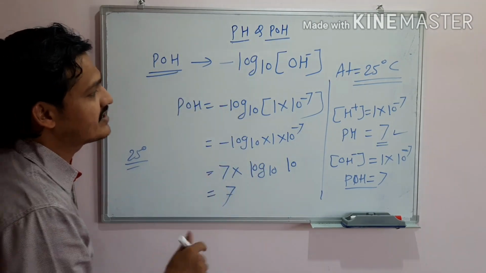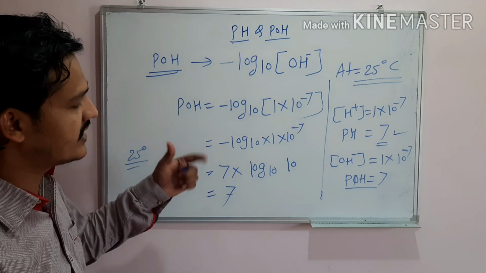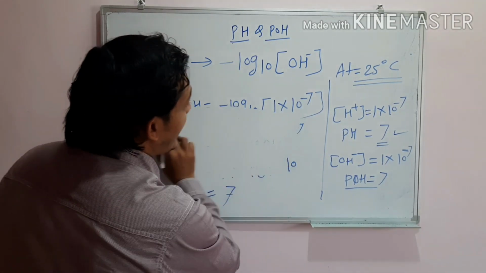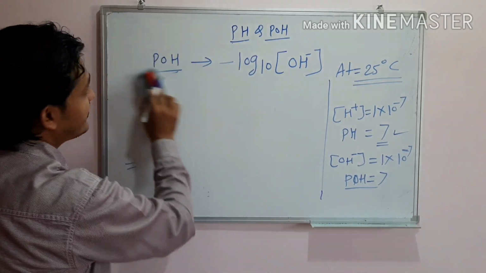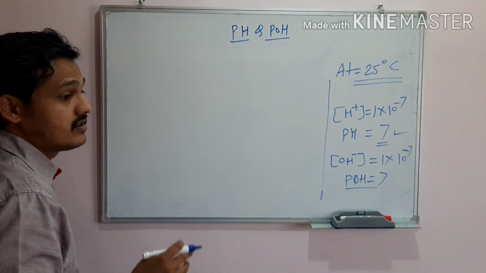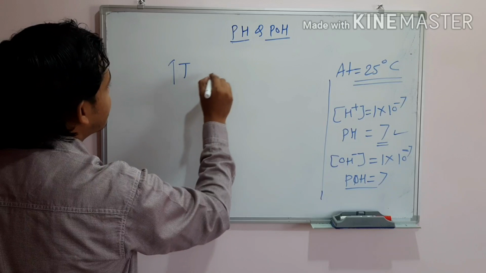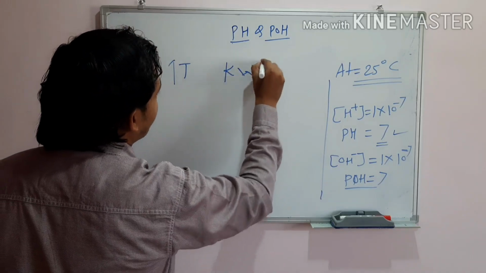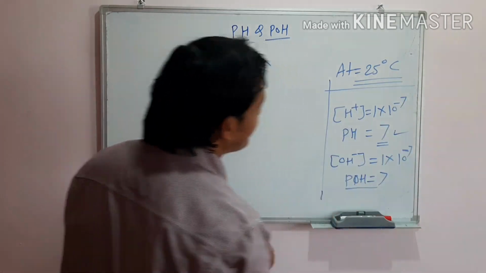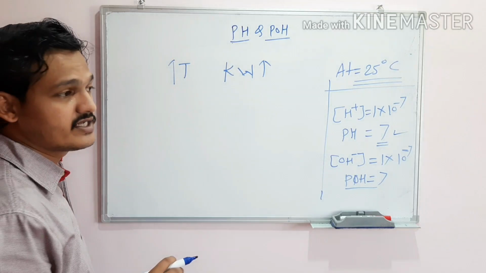As temperature increases, so I am erasing that. If you want to take a screenshot of this, do it, because our next point is really very important. Okay, so I am telling you, as temperature increases, the value of Kw also increases. Please remember that as temperature increases, the value of Kw also increases. This is the value for only 25 degrees Celsius. Okay, as temperature decreases, the value of Kw decreases.